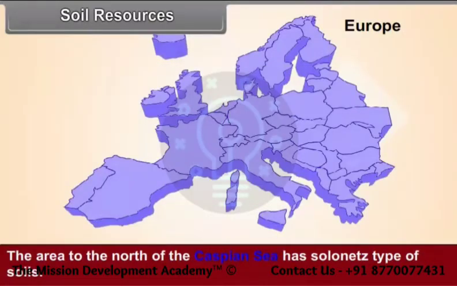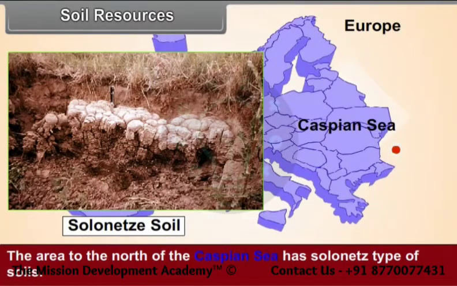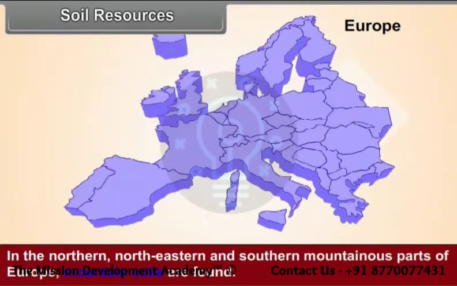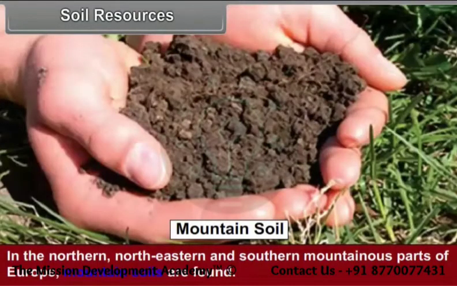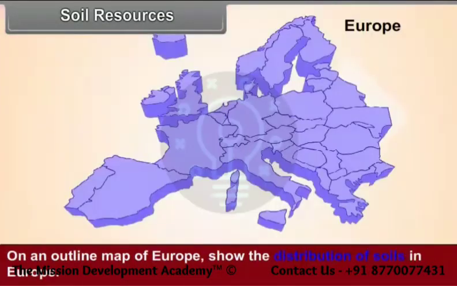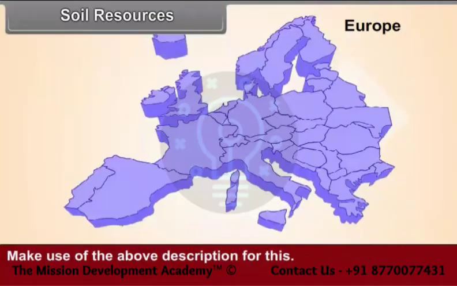The area to the north of the Caspian Sea has solonetz types of soils. These have high proportion of salts. In the northern, northeastern and southern mountainous parts of Europe, mountain soils are found. The thickness of these soils is quite low. On an outline map of Europe, show the distribution of soils in Europe. Make use of the above description for this.